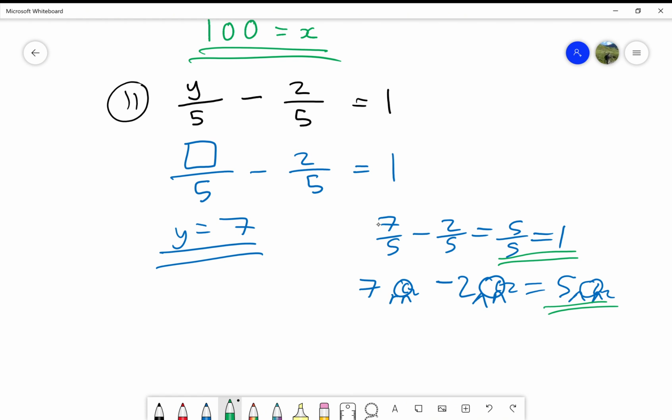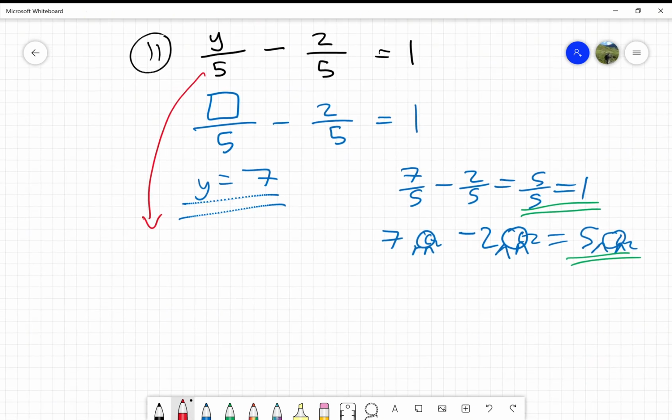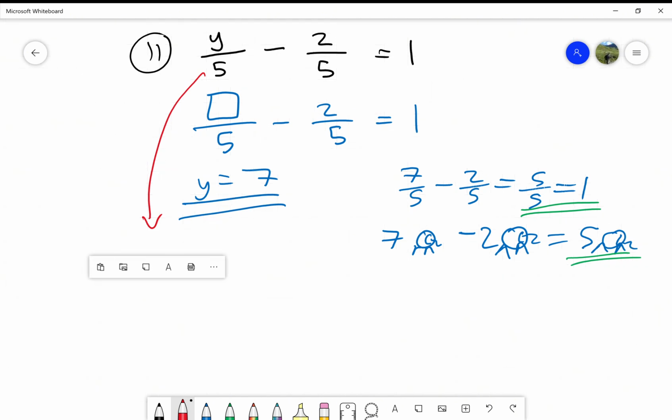You could have done this by rearranging. Should we do that or not? What do you reckon, guys? Let's just briefly do that. In which case, let's just move that up slightly. Let's add 2/5 to both sides, which means that y over 5 equals 1 plus 2/5, which equals 7/5.